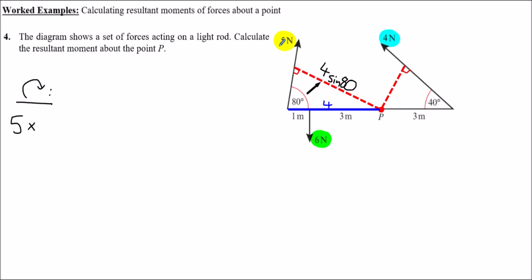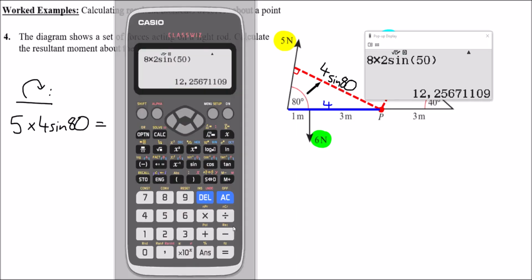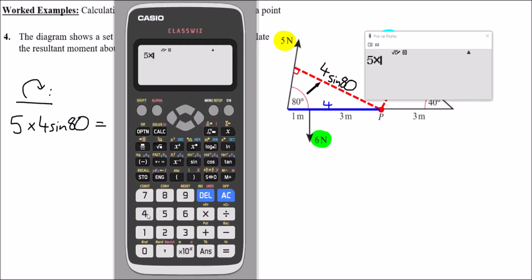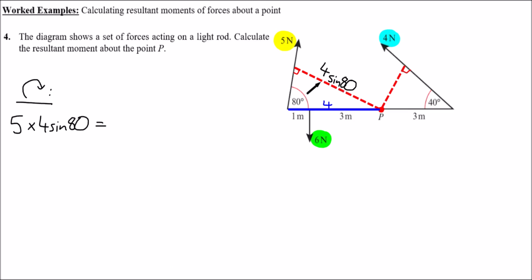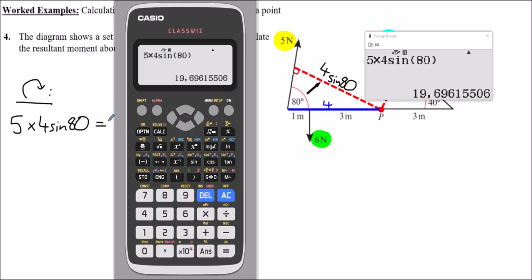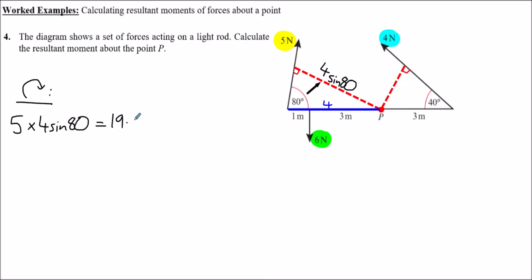So for this 5 Newton force, the moment is 5 multiplied by 4 sine 80, which is, let's see, 5 times 4 sine 80. We get 19.696. I'm giving it to more decimal places because this isn't our final answer yet.